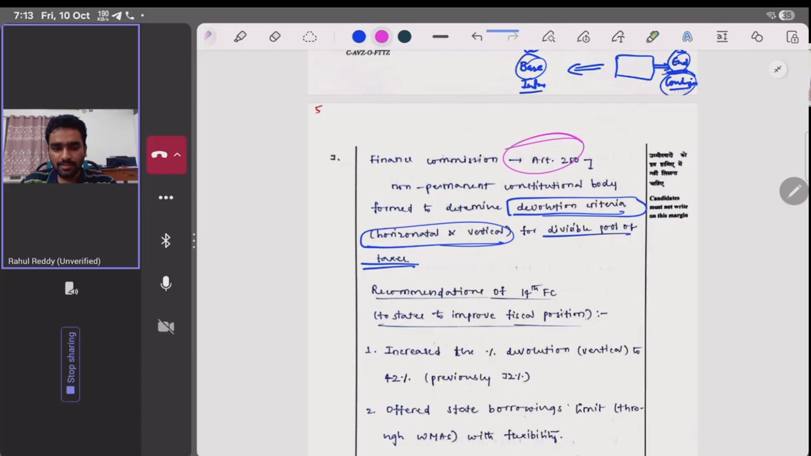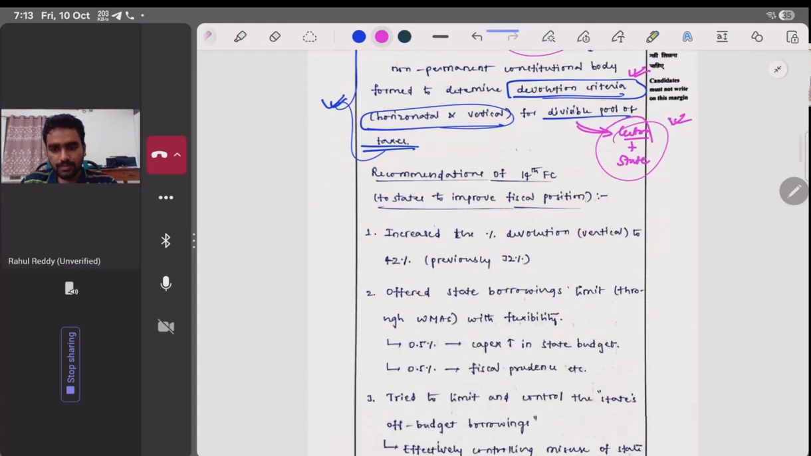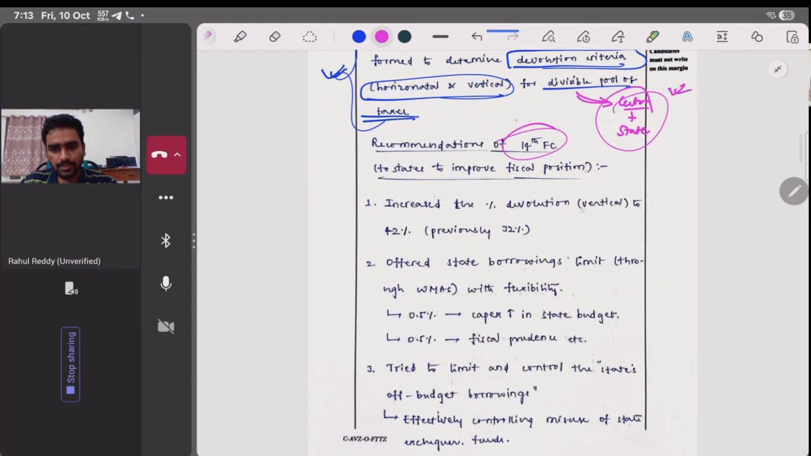You haven't mentioned where you are devolving, that horizontal and vertical. Is it between some institutions, between some states, or between some nations, America or USA? You haven't mentioned anything. You have to mention that division of the pool between the central government and state government, right? Then 14th Finance Commission devolution, that is 42%, previously 32%.